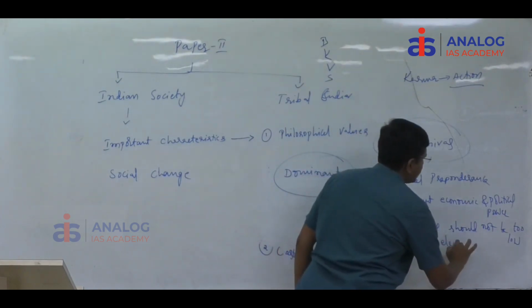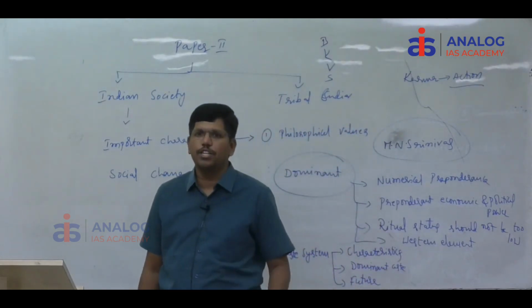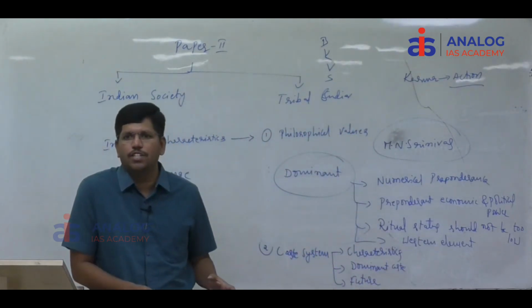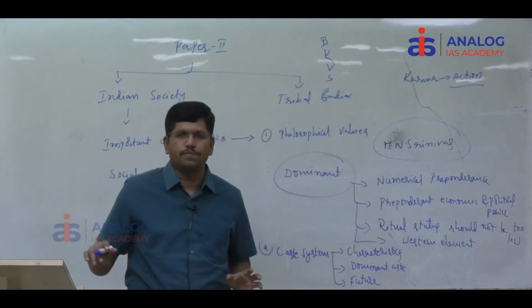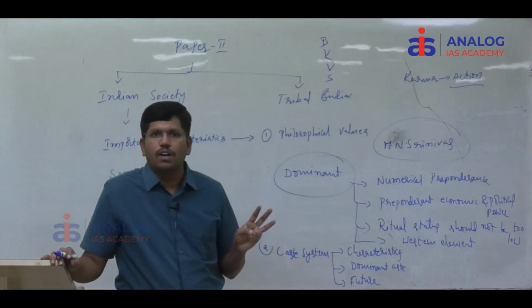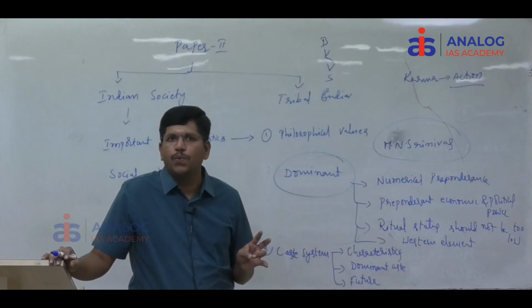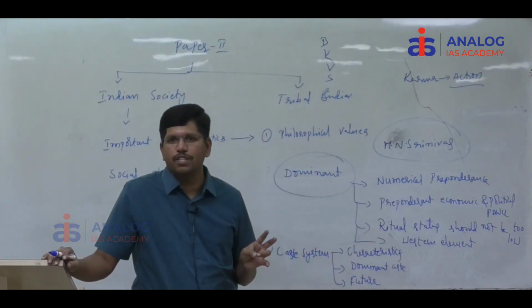Western element means the number of people in a particular caste who are educated in Western education, not traditional education. Western education means the present day education. The number of people who are educated in Western education or the formal education system, and the number of people who are there in the professional services and administrative services.